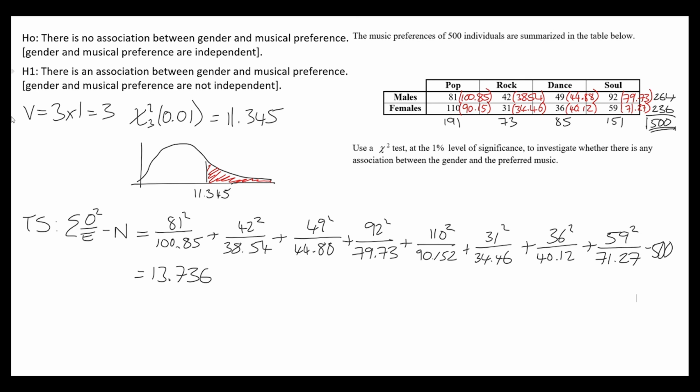Okay, all into the calculator, we get 13.736. This is over here. This is significant. This is in the rejection region. This is greater than our critical value.